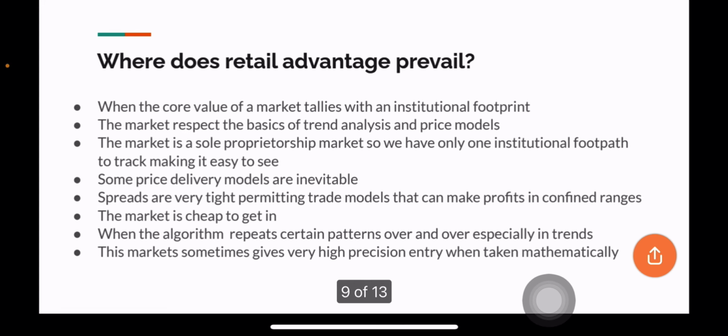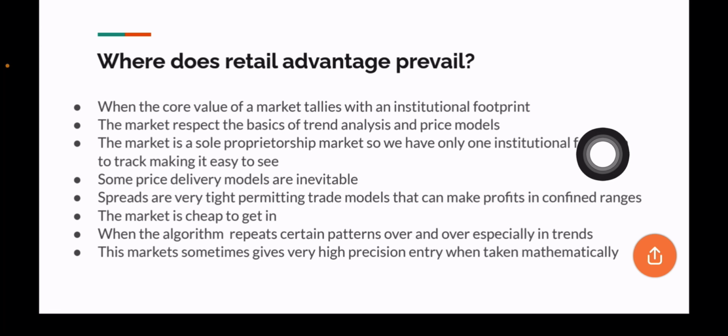Now, where does the retail advantage prevail? So retail have advantages, like very big advantages, when the core value of a market tallies with an institutional footprint. For example, there is an institutional footprint for Boom to go bullish, and this tallies already with the core value of that particular index. Boom to go bullish, there is a footprint there. So this is an advantage to us, the retailers, because it is of high probability that that particular action is going to actually happen in the market.